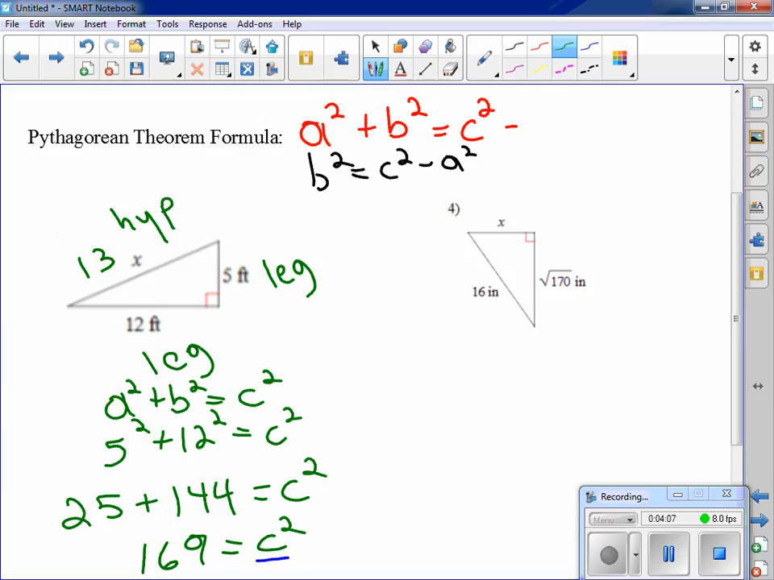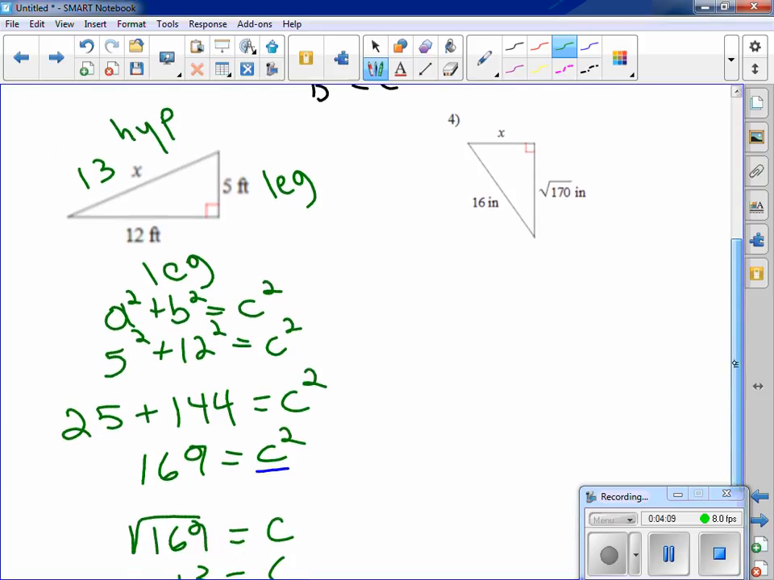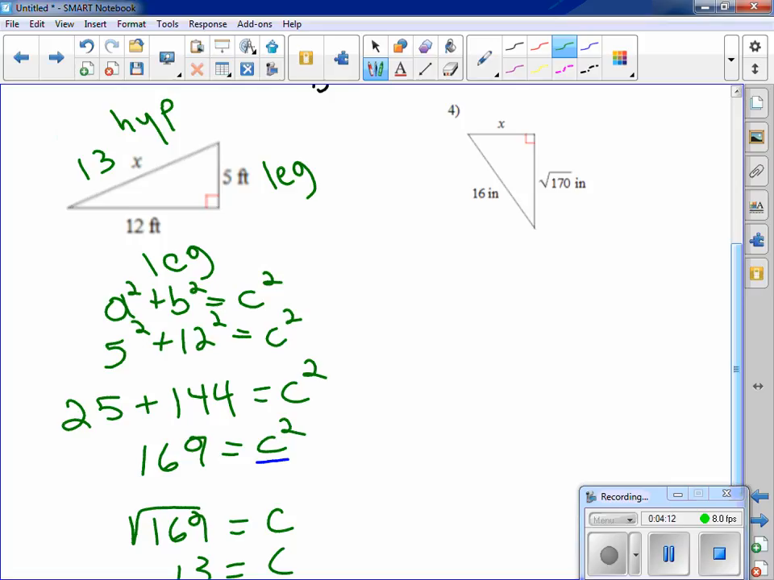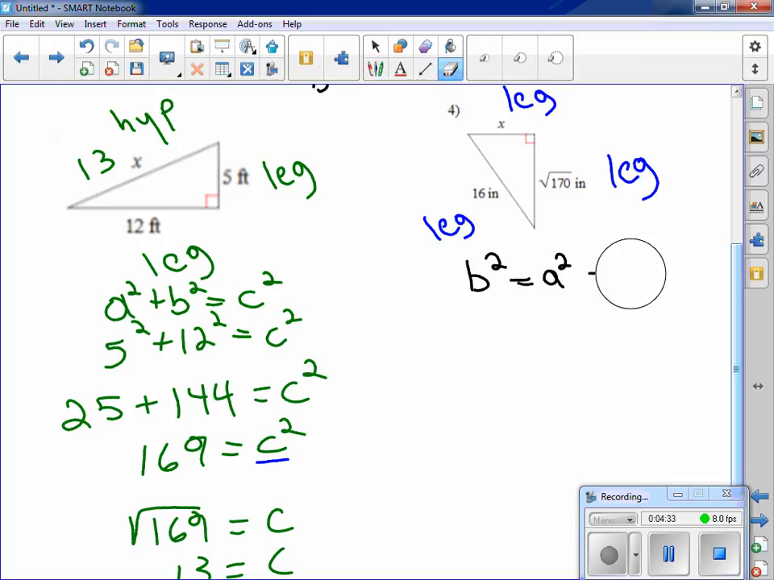We take a look at our second problem. It's number 4 on your notes. What do we have? Again, labeling. We're missing a leg, and we have our hypotenuse. So let's use that other form of the Pythagorean theorem and say b squared equals a squared minus c squared. I'm sorry, I wrote that backwards. C squared minus a squared.